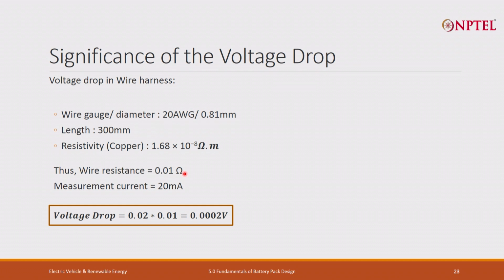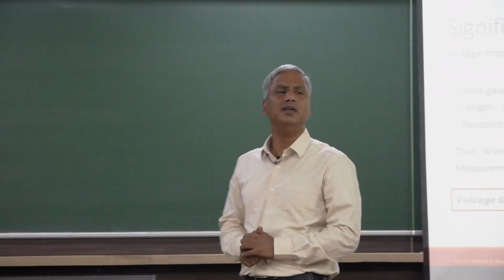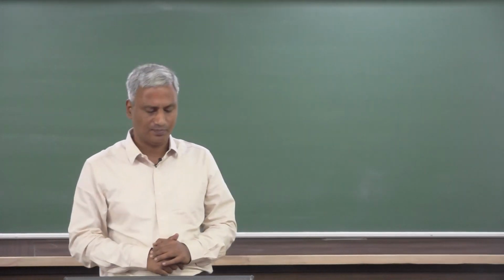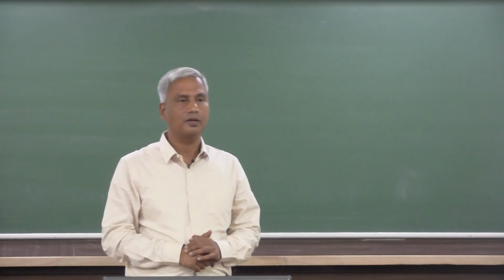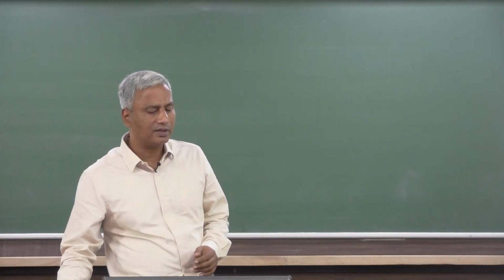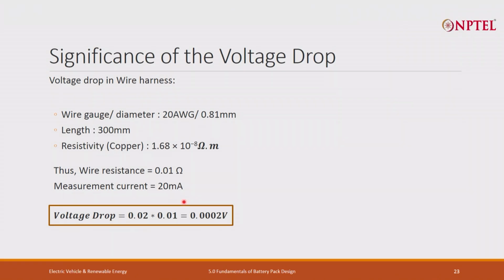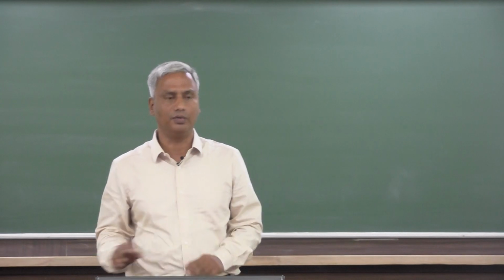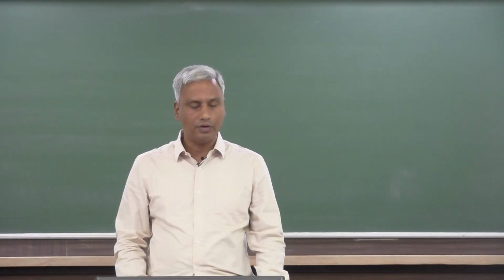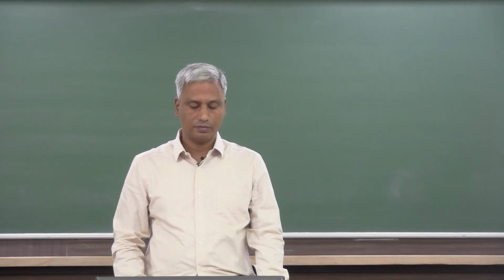But if you see in the sensing part, the current is very small, in milliampere or microampere. The measurement current I see is 20 milliampere. If this resistance had been there in the current carrying path, where we have hundreds of ampere, then it would have been a disaster. But since in the measurement path the current is very small, in milliampere to microampere, my voltage drop is around 0.0002 volt.